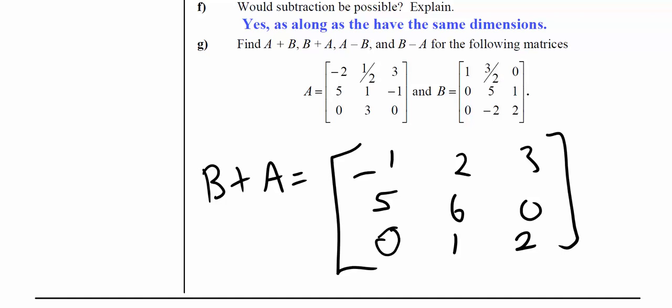And then I can trust you can do B plus A. Remember, this means that the B matrix comes first and then the A matrix comes second. So adding these two matrices, you will get this result right here. Make sure to take some time to try it out for yourself to verify this is the case.